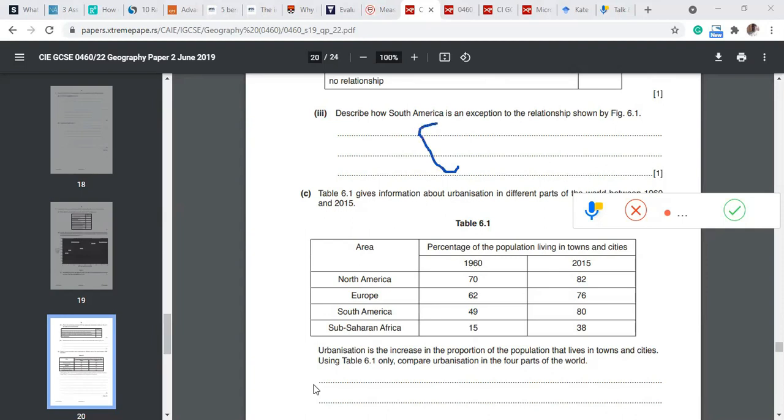1, 2, 3, 4. Then this square. That's all. If you are not clear what I did, you can just watch the video again.